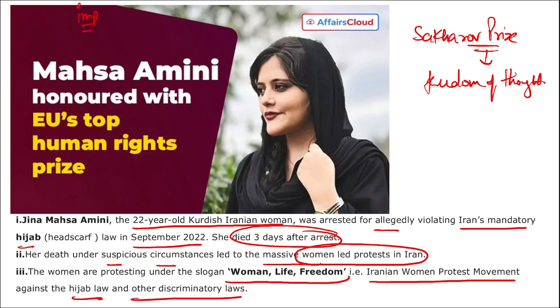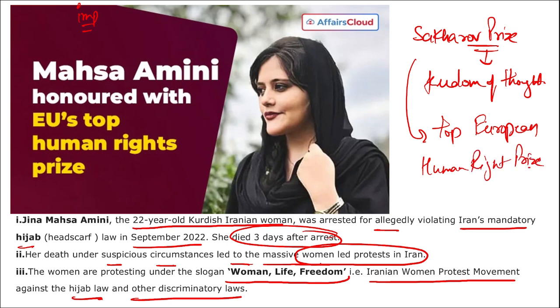And remember, recently, Roberta Metsola, who is the president of the European Parliament, named Jina Mahsa Amini and the Iranian women who are protesting in this movement in her support, under the slogan, what is the slogan? It is Women, Life and Freedom. They were honored with this Sakharov Prize, that is Freedom of Thought. Correct? This is also the European Union's top human rights prize, right? This Sakharov Prize is the top European human rights prize. Correct?